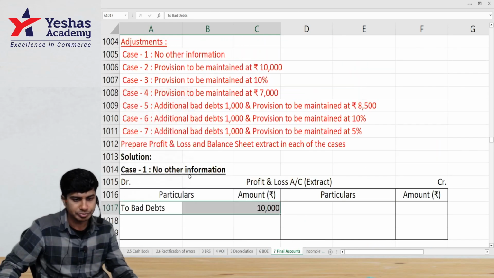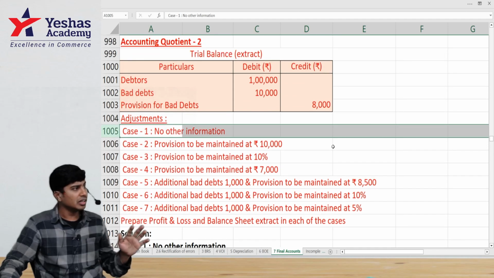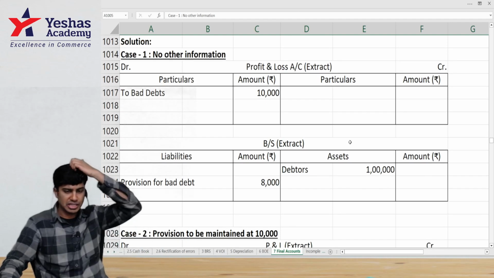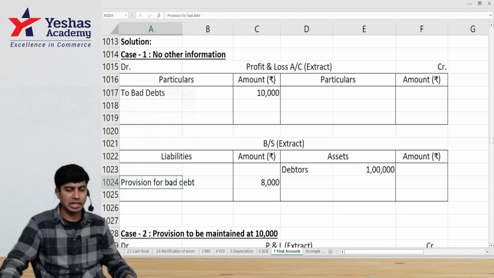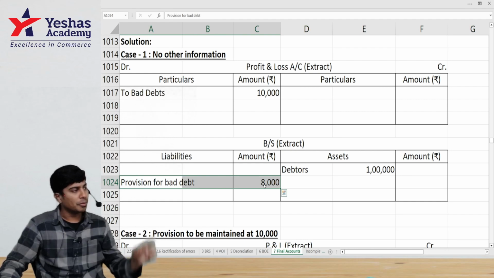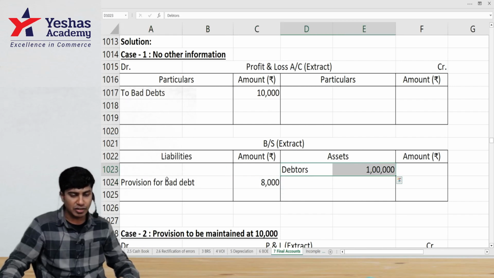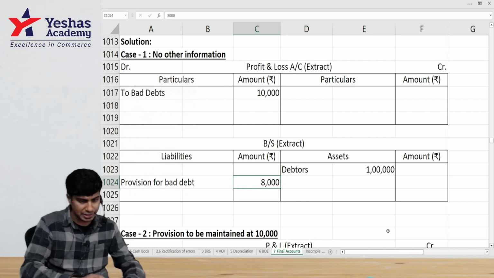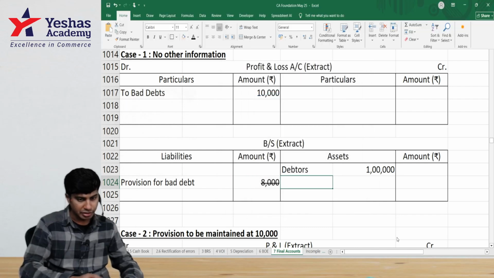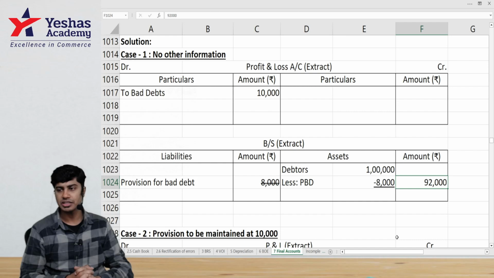I hope you understood. Read the adjustment. No other information. That's it. Case 1, there is no other information. We've got it all right. All that we need to do after this is that this provision being shown on the liability side will now be posted to the asset side as a matter of presentation. Provision is shown on the liability side, but it belongs to the same family as debtors. Instead of writing this provision on the liability side, I will reduce it from my debtors, 8,000, making it 92,000. This is how it looks in the first case.